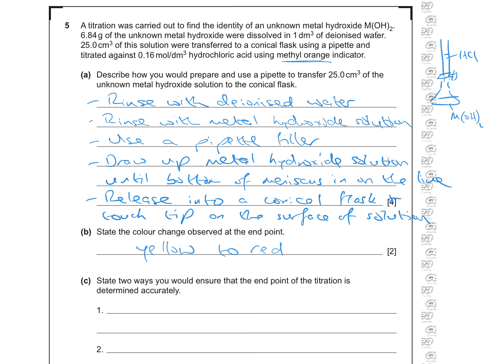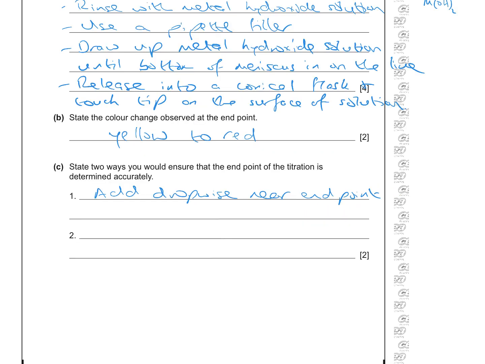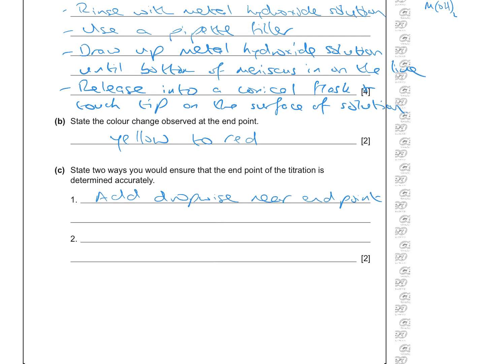Say 2 ways you would ensure that the endpoint is determined accurately. So any two from: dropwise near the endpoint, read from the bottom of the meniscus. A third one you could have there is swirl the conical flask. So just remember those three. Those three are always the answers for ensuring titrations are determined accurately, or the endpoint is determined accurately.